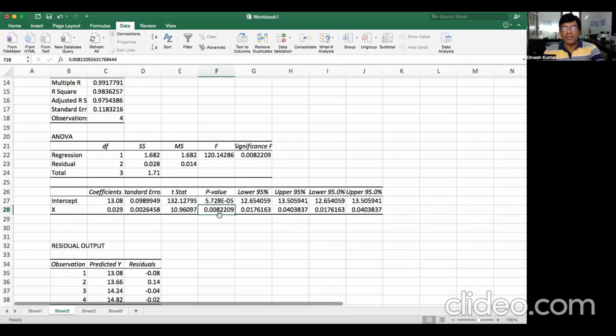That means it is a linear relationship. It is proved that at 5%, 1%, it is a linear relationship. The rate of change is constant.